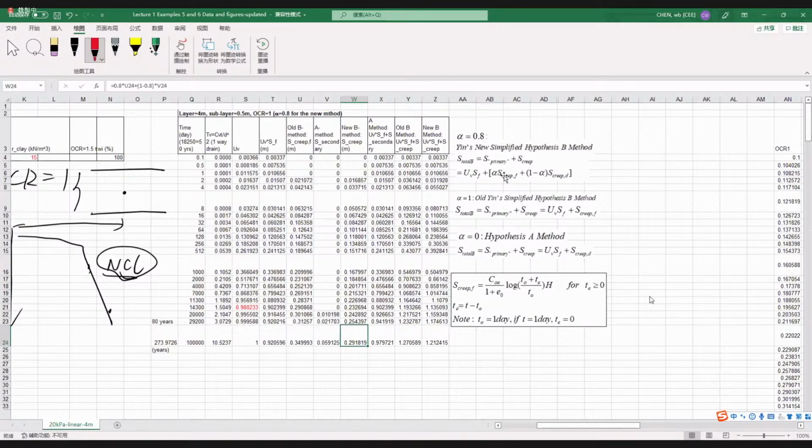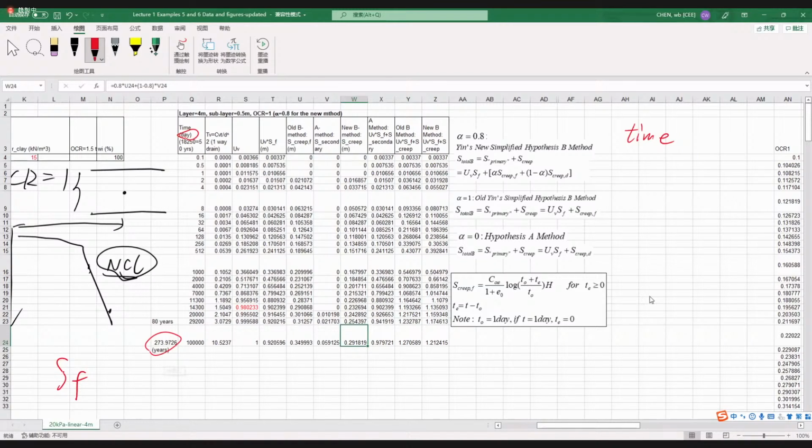And to calculate the relationship between the settlement versus the time. So the first column, you can see here, the unit is day, from 0.1 day to a very large number. This is almost 300 years here, for the long time prediction. And the same, we just use example 5 to discuss with you how to get SF.